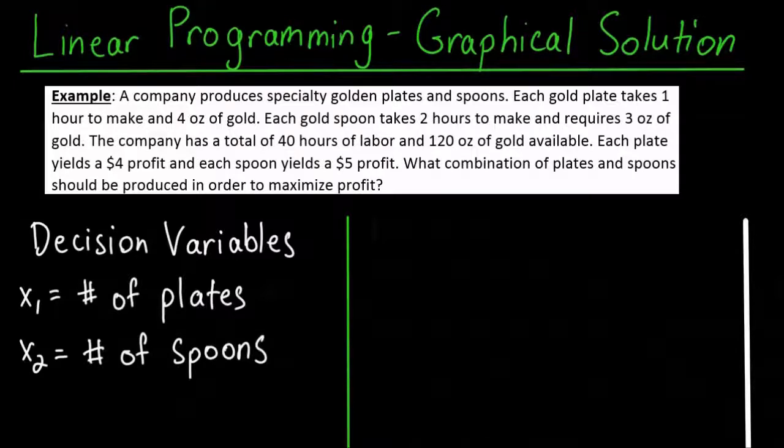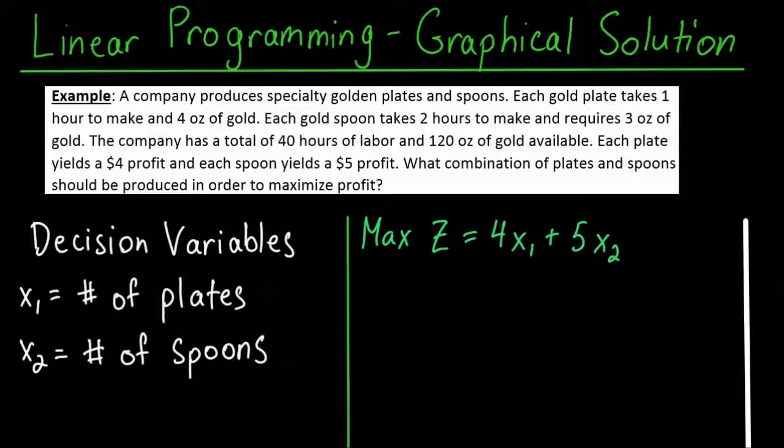Now we can start to write the model for our problem, and we start by writing the objective function in which we try to maximize our profit, which I call z, and our profit is determined by adding the profit from the plates, which will be $4, times the number of plates we produce, which is x1, plus $5 times the number of spoons we produce.